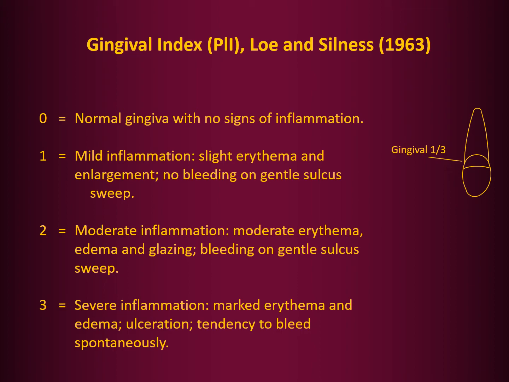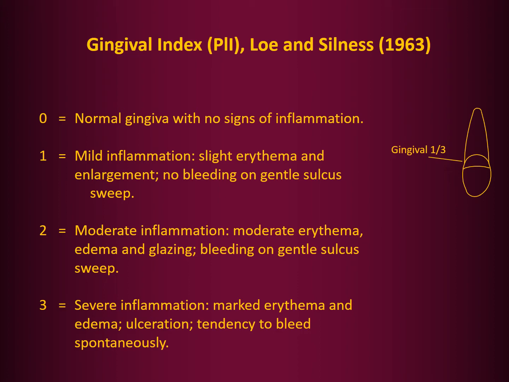A 0 score would be normal gingiva with no signs of inflammation. A score of 1 would be mild inflammation, which shows slight erythema and gingival enlargement, but there's no bleeding on gentle sweep of a periodontal probe. In other words, the periodontal probe is inserted gently into the pocket or the sulcus of the tooth, and then it's swept along the internal surface of the sulcular epithelium.